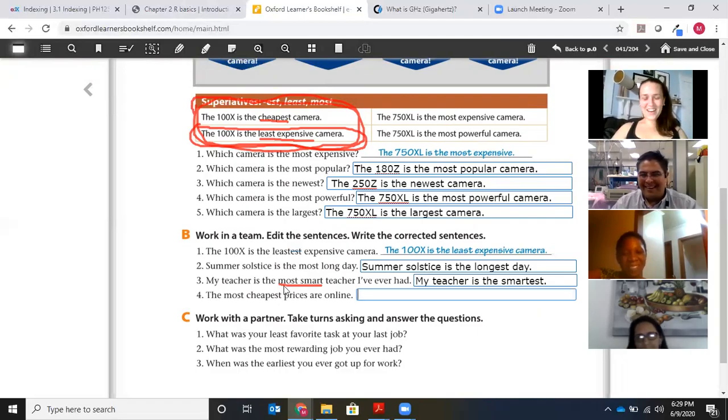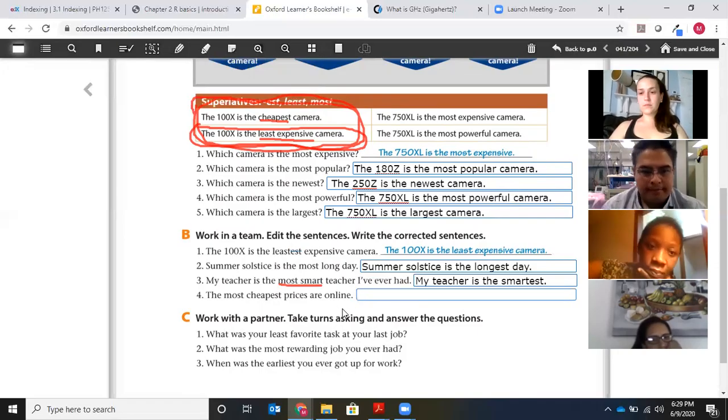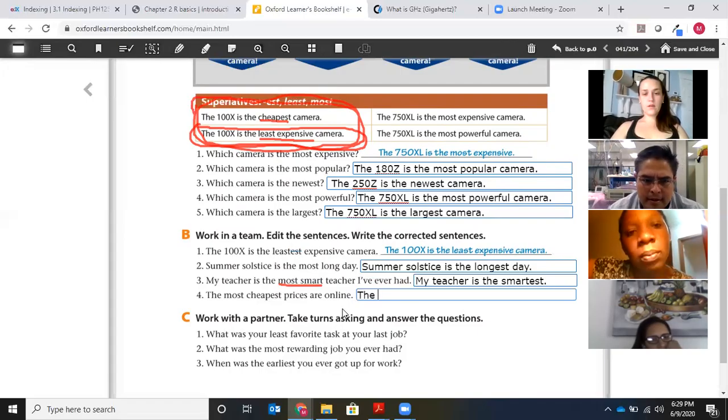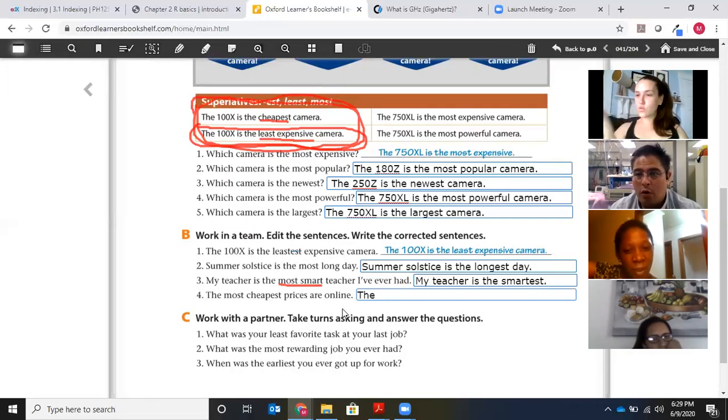Okay. All right, Luis. The most cheapest prices are online. The most cheap, yeah, the most cheap prices are online. Cheap, the most cheap. The cheapest price. It's just one syllable. One syllable? Cheapest. Good. We got it. There you go.